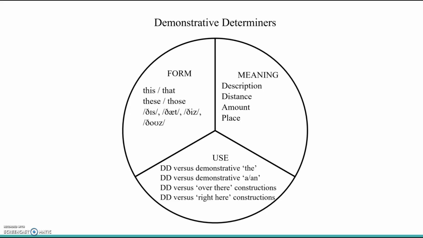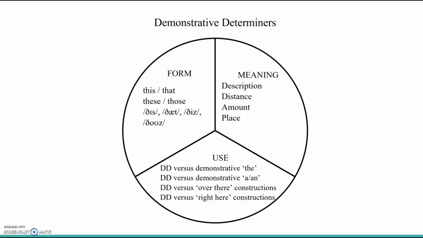Finally, we have the use wedge of this division. As stated by the name, these constructions demonstrate the proximity of a noun in question. Proximity in demonstrative determiners only refers to physical distance, though, as demonstrative pronouns deal with both physical and time distance. So these demonstrative determiners only focus on physical distance.